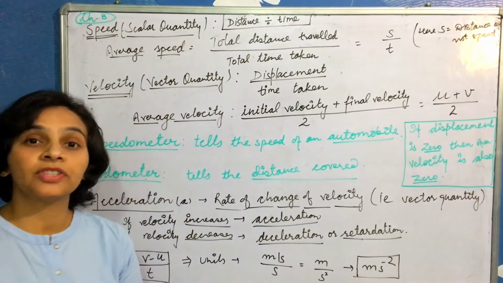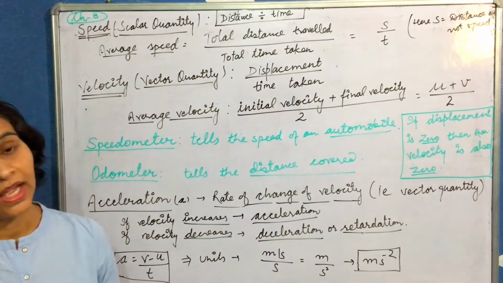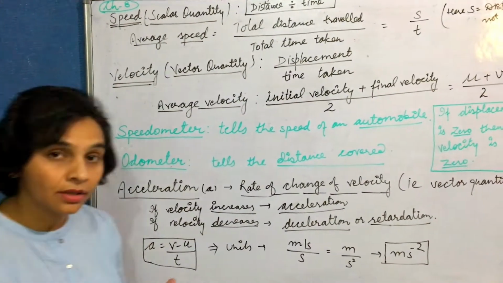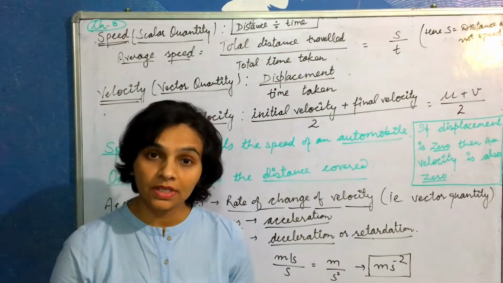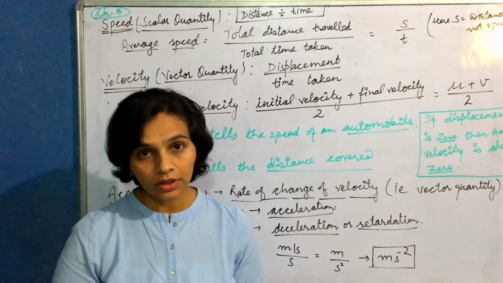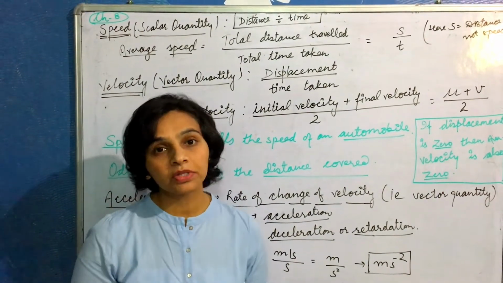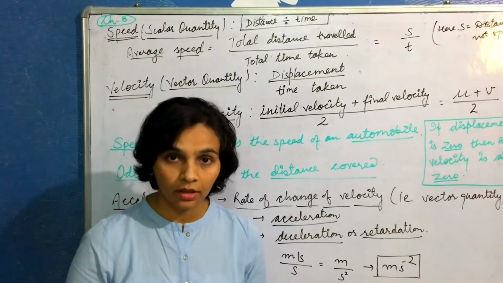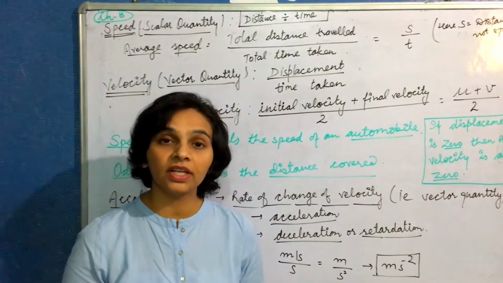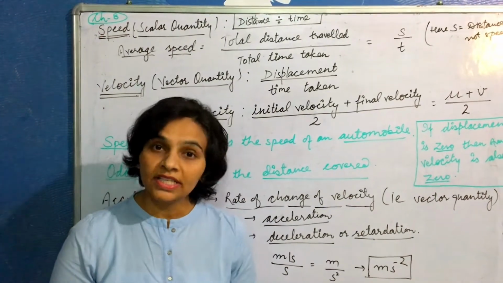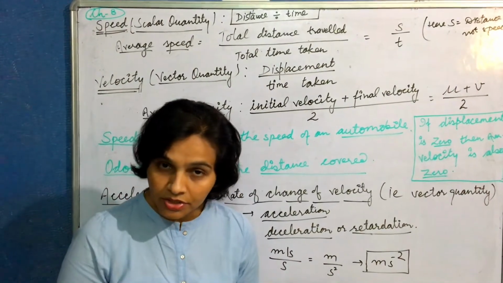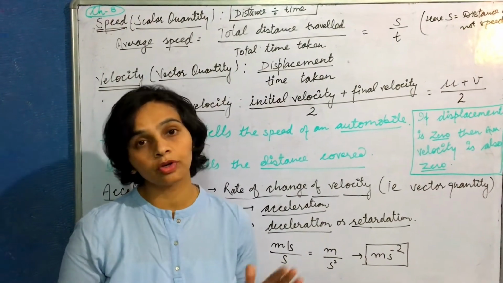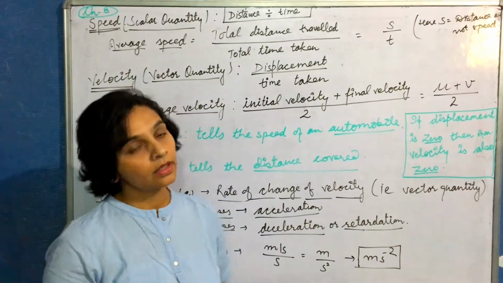We were discussing chapter 8, motion, in grade 9. As we have already discussed motion, types of motion, distance, displacement, scalar quantity, vector quantity. Now we will be discussing speed, velocity, average speed and average velocity, acceleration, deceleration, equations of motion, their graphical representations, and of course problems or numericals based upon that.